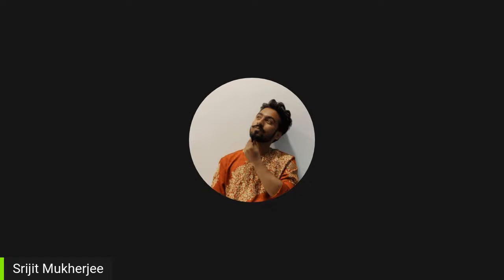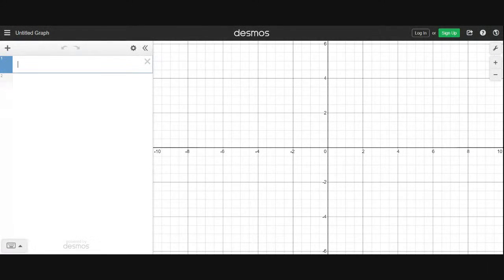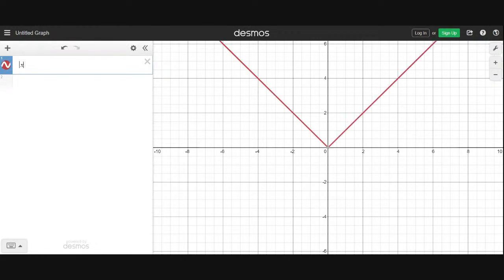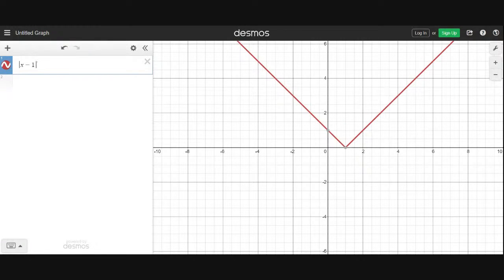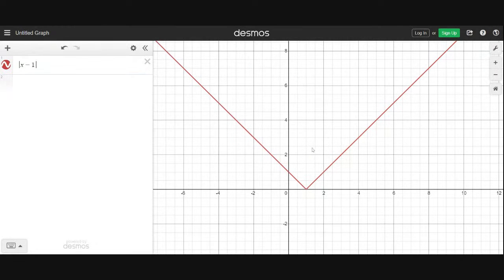The graph. Okay, so we'll understand the example via graph. Let's take 1, 2, 3, 4, 5. Let's take 1. So it's like modulus of x minus 1. Now understand where the minimum is happening: at 1, right?